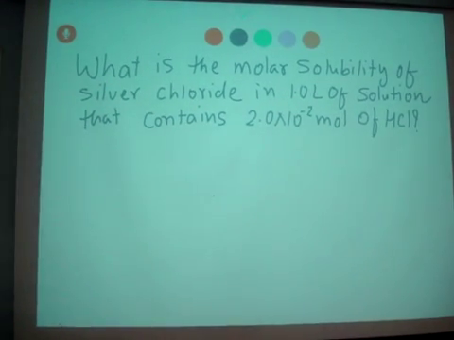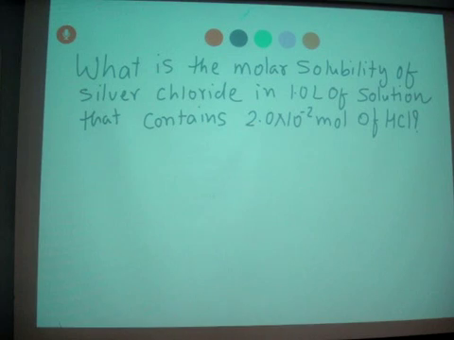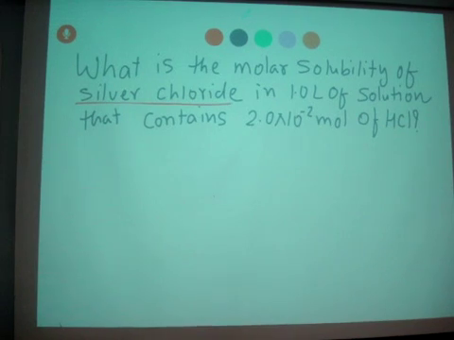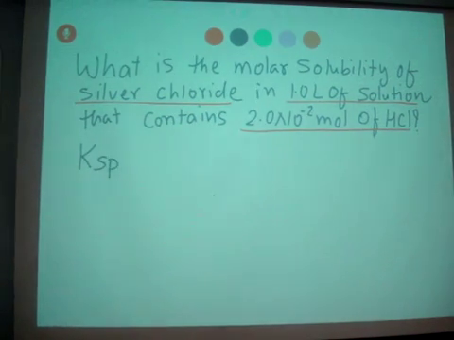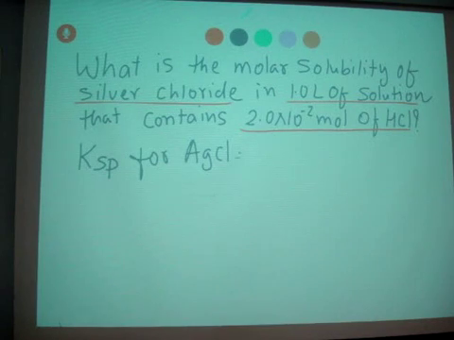So in this example, we need to find out the molar solubility of silver chloride, AgCl, in 1 liter of solution containing 2.0 times 10 to the minus 2 moles of HCl. Okay? So when you look at the table, we find the Ksp for AgCl at 25 degrees Celsius, we get 1.8 times 10 to the minus 10.